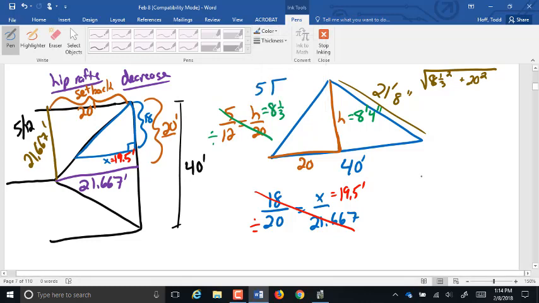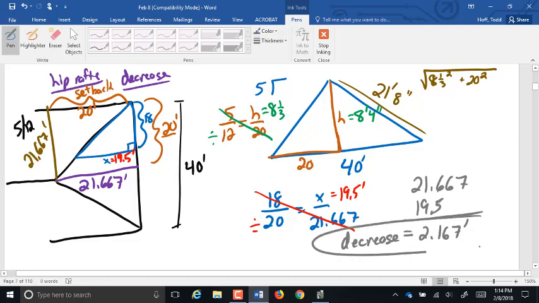What's that tell me now? Careful. You're combining two processes. We're going to subtract those. So we're going to get 2.167 feet. 2 and 1/6, actually it's 2 foot 2 inches is what that comes out to be. That's my decrease. Now to find my hip rafter, I don't use 18. What do I use? I use the full 20.